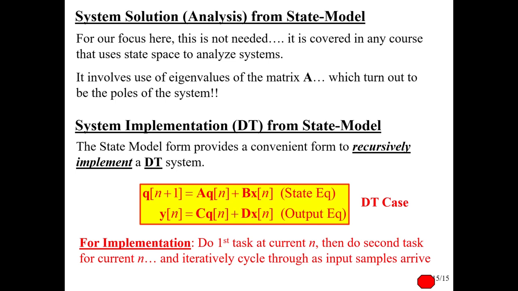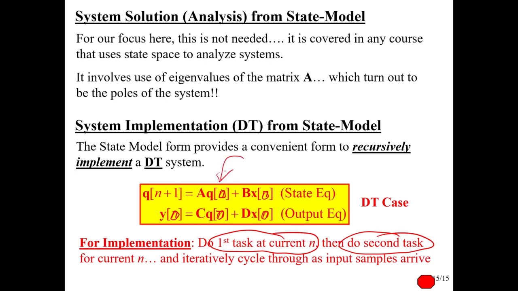And I say do the first task at current n, then do the second task. But as I said before, we really want to start with the second task, because we're going to start with Q of 0, which will allow us to get Y of 0. We would put in a 0 here. Then we're going to put in a 0 here and a 0 here.